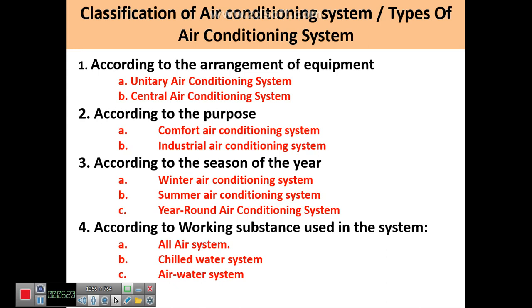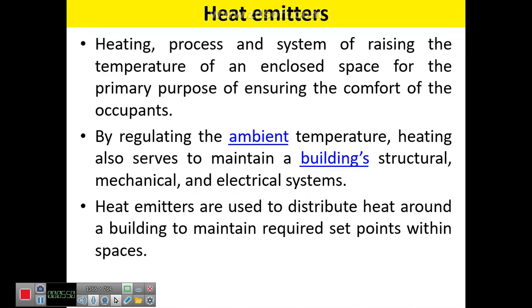Then coming to the classification, the first one is according to the arrangement of equipment: unitary air conditioning and central air conditioning. Another one is according to the purpose: we have comfort air conditioning and industrial air conditioning. Another one is according to the season of the year: winter air conditioning, summer air conditioning, and year-round air conditioning system. Then according to the working substance, we have all-air system, chilled water system, and air-water system.